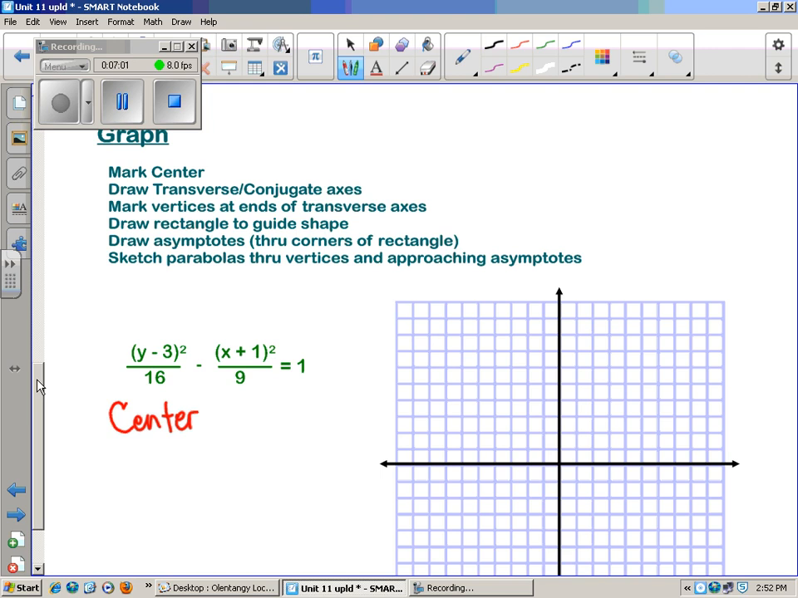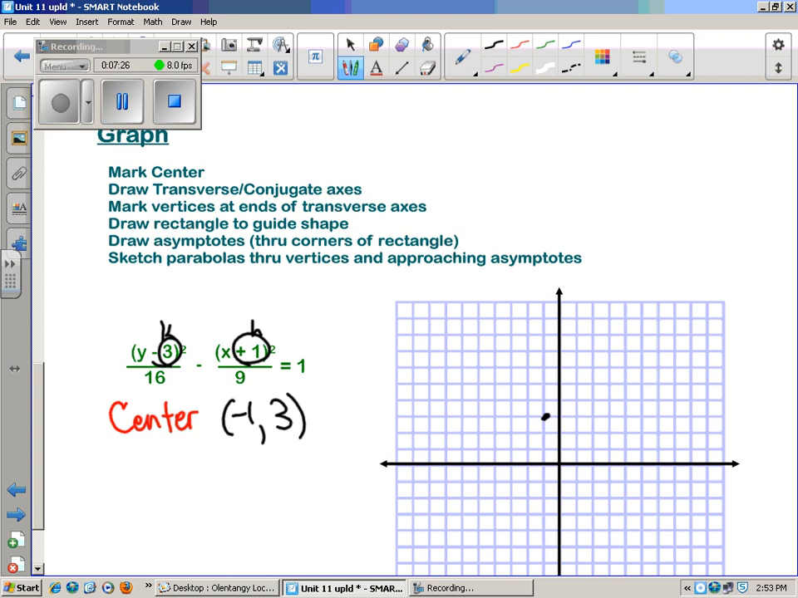Okay, then I'm going to mark the center, and the center is (h, k). Now just be careful, because it starts with y, and y and k go together. So this one is k, and this one is h. So my center is -1 from here and 3 from there. So my center is (-1, 3). So I go over -1, up 3, and there's my center.